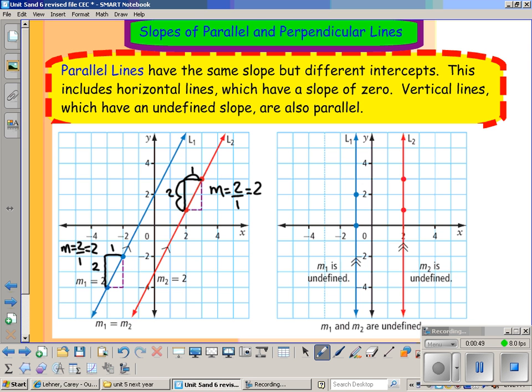This should make sense that parallel lines will have the same slope, because parallel lines continue on and on forever and ever without ever intersecting. The only way that is possible is if they're continuing at the same slope. If one of them even had a little bit of a different slope, they would eventually intersect.